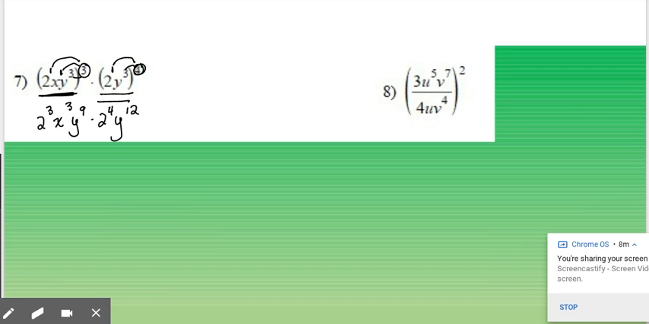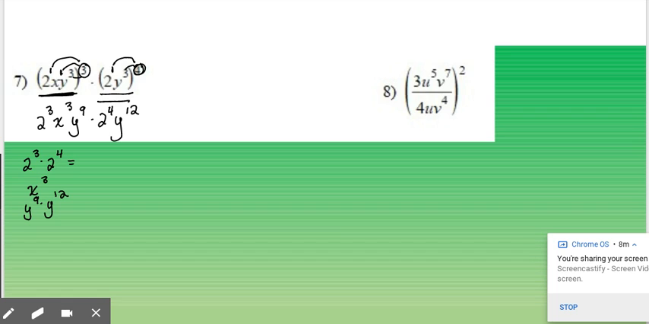And now, this is a multiplication problem. Okay, now we're multiplying. So I have to transition my rule. When I multiply same bases, I can add the exponents. Okay, now I'm going to put my numbers together. So 2 to the 3rd times 2 to the 4th. I'm going to put those together. My x's, x to the 3rd, and that happens to be the only x. And then we have y to the 9th times y to the 12th.